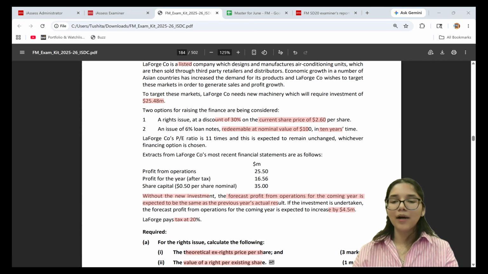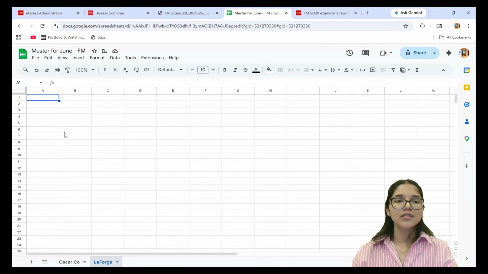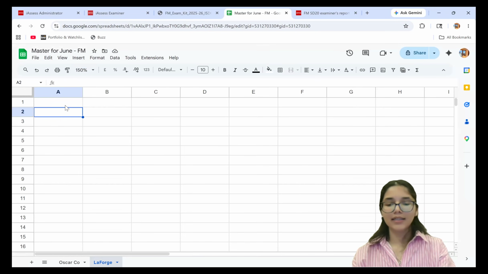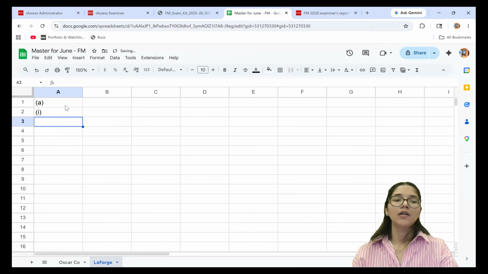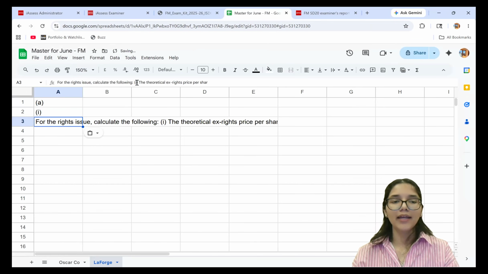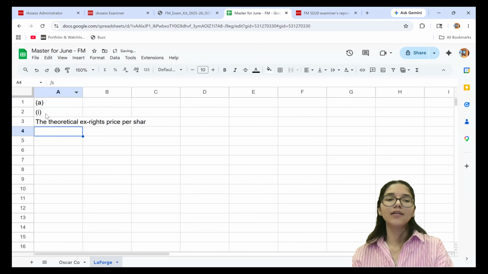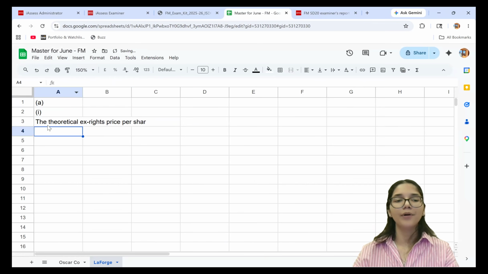Okay, let's get to part A. So part A, I have to calculate the TERP. So for the rights issue, I will go to my Excel workings. This is the same sheet that we were using yesterday for part A and the first part. For the rights issue, I am calculating the theoretical ex-rights share price per share.